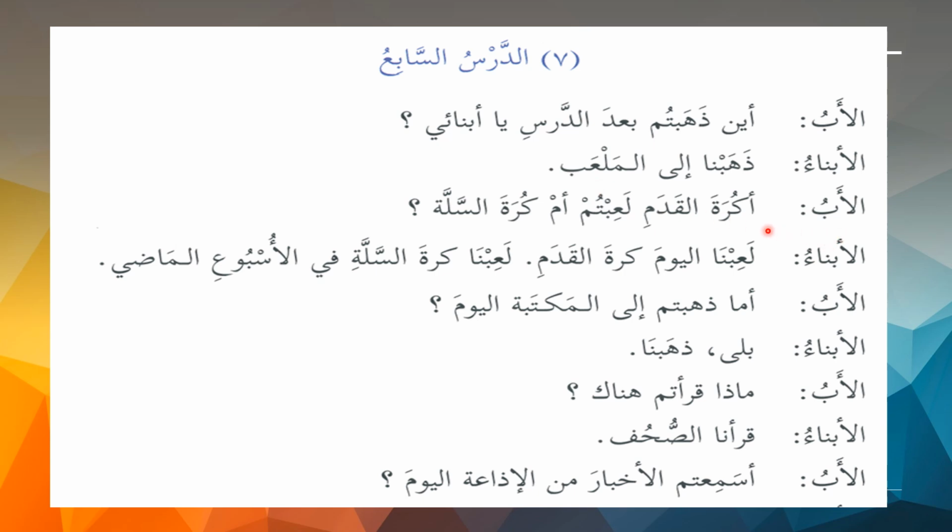So father asks again, أكرة القدم لعبتم أم كرة السلة؟ So the father asks, what did you play? كرة القدم means football, كرة means ball, and القدم means the foot. So كرة القدم لعبتم, did you play football? لعب is the past tense, and attached is the pronoun from the mukhatib group for male plural. لعبتم أم كرة السلة. So you can see the structure of the sentence, how the question is constructed.